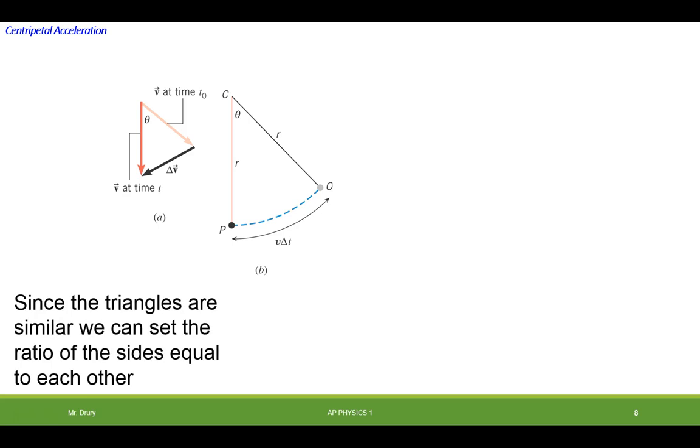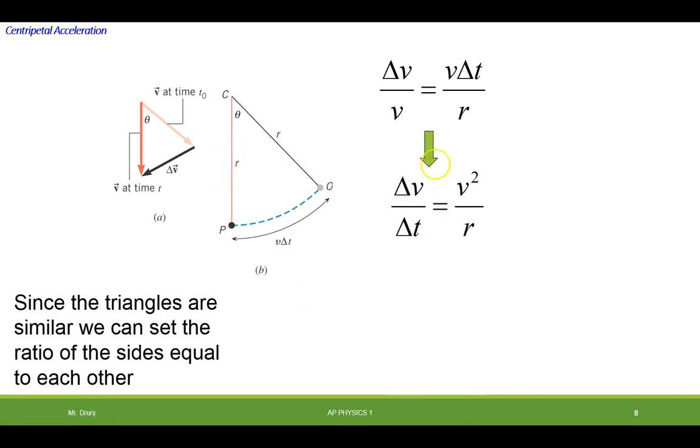Since the triangles are similar, we could set the ratios of the sides equal. So what is this actually saying? It's saying that this side here divided by this velocity must be equal to this side here divided by this radius. And through a little bit of algebra, I bring the delta t down to this side and the velocity up to that side.